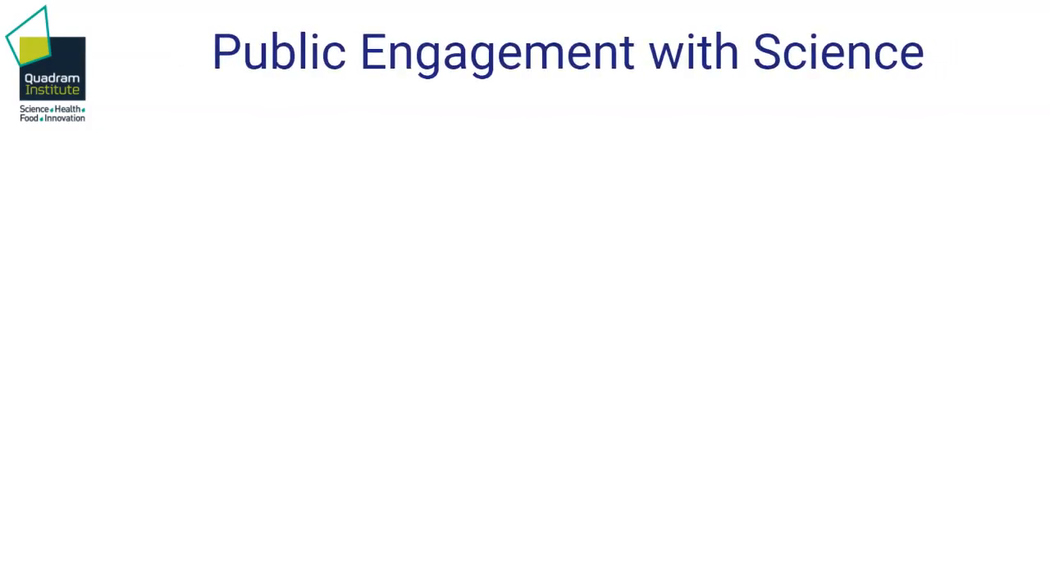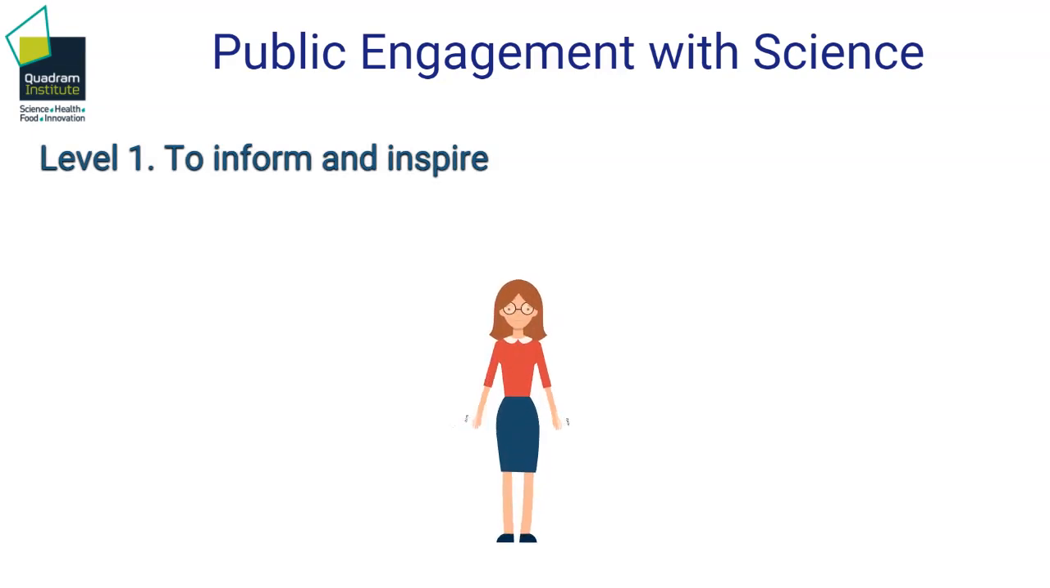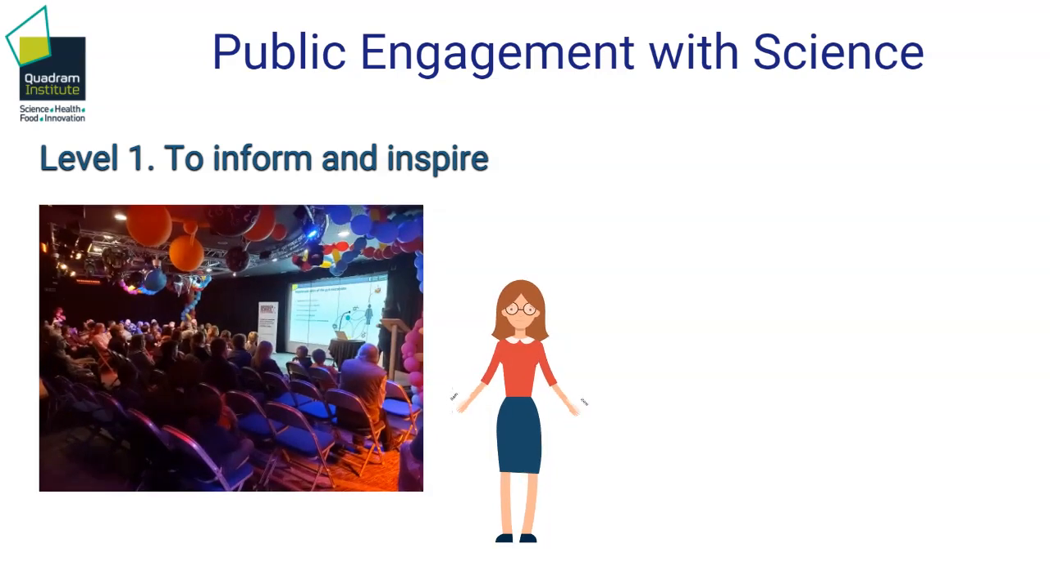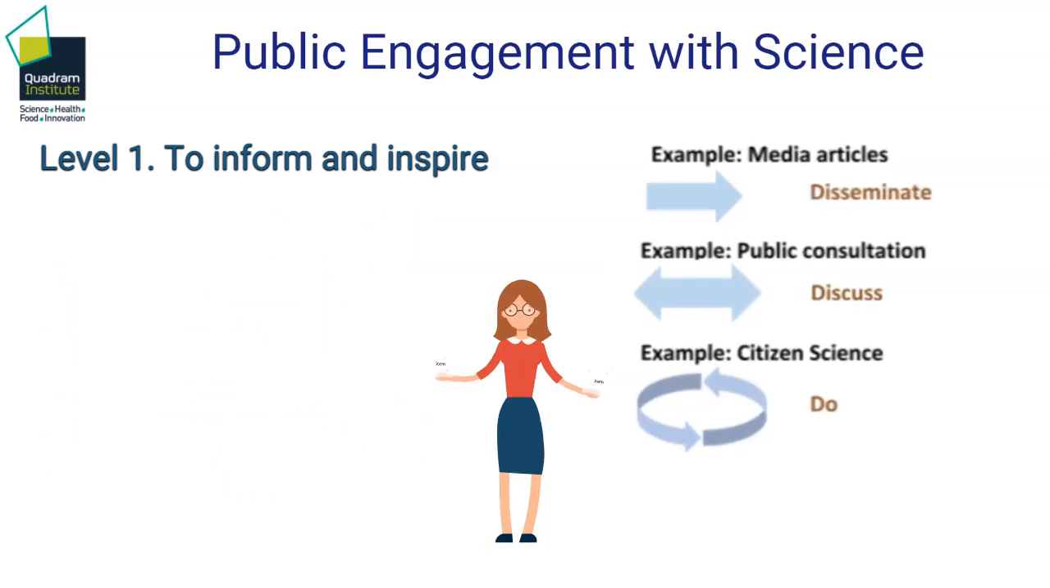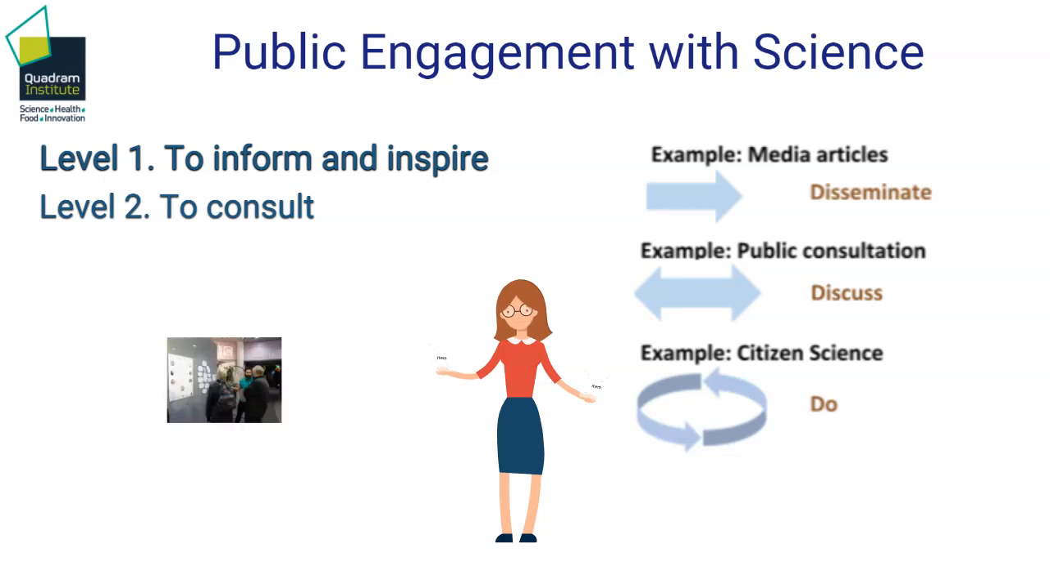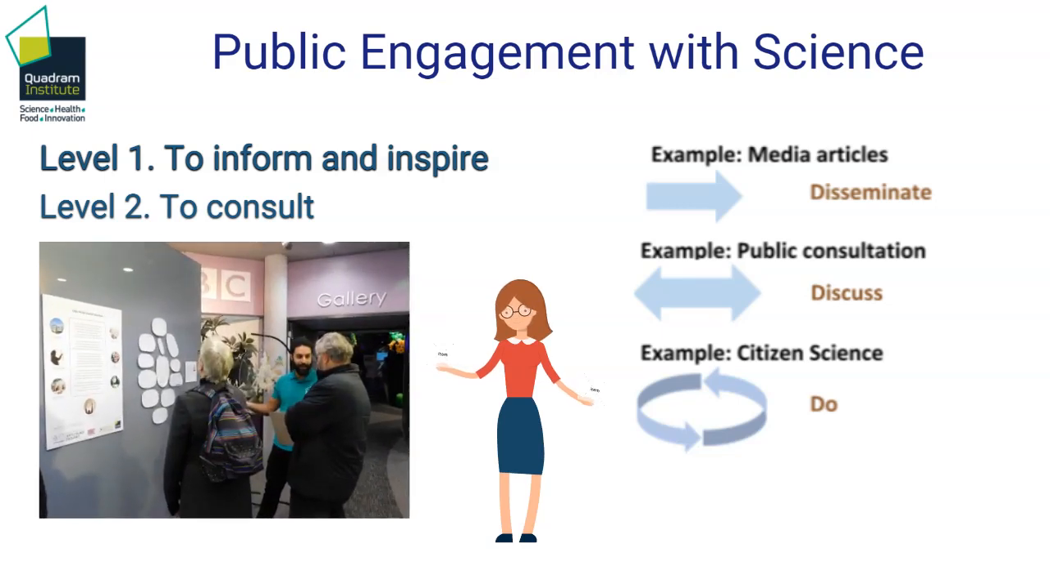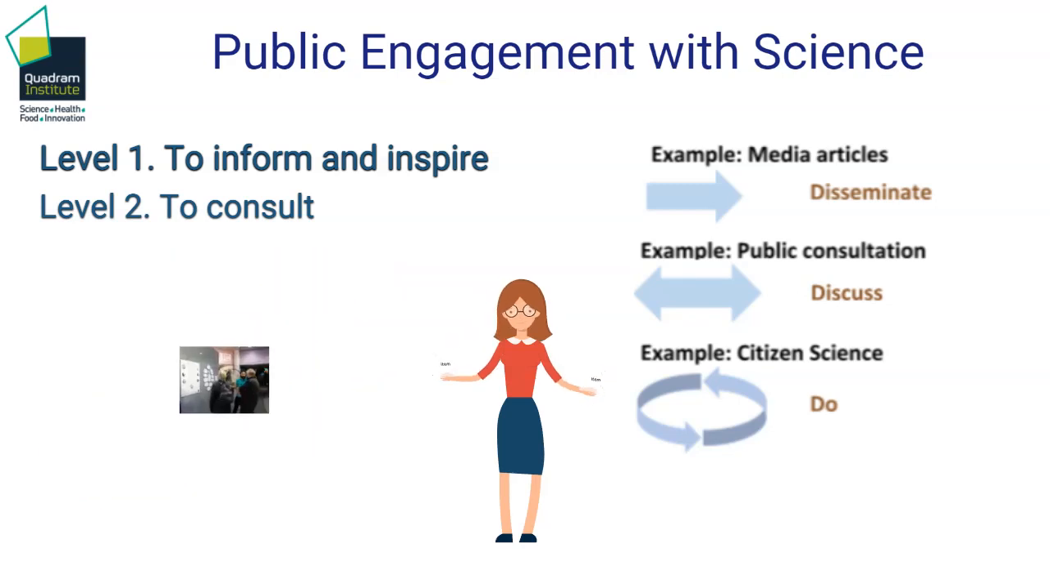A term you might come across is public engagement with science. I tend to break public engagement down into 3 versions, depending on the level of contribution from the public. Level 1 is to share information, usually at the end of the project, that informs and inspires, more in line with science communication outputs such as those in news articles. Level 2 is to consult members of the public before or during your research and to gather opinions and suggestions from them that could improve your work.